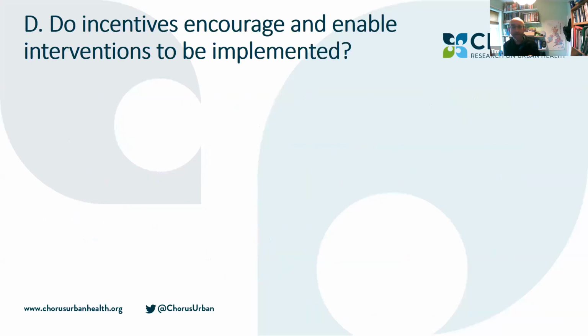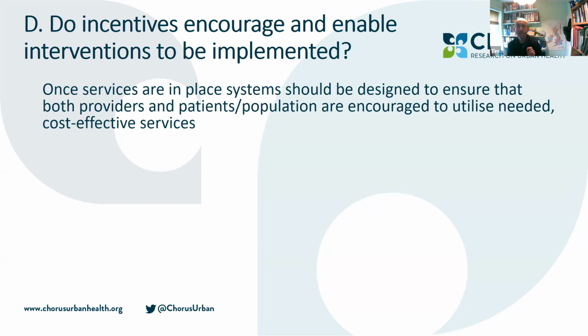The final area, as you can see, this is a really quick whisk through the types of tools that we might be using in Chorus. But the final area is: do the incentives in place, and by incentives I mean things like the payments to health facilities, the types of salaries, or the way in which we pay health workers, encourage the interventions to be implemented? So once we have a so-called cost-effective intervention, what happens in practice, and do the incentives encourage that? And here again, we have two areas or two tools.